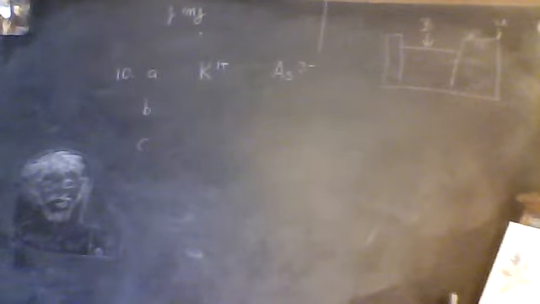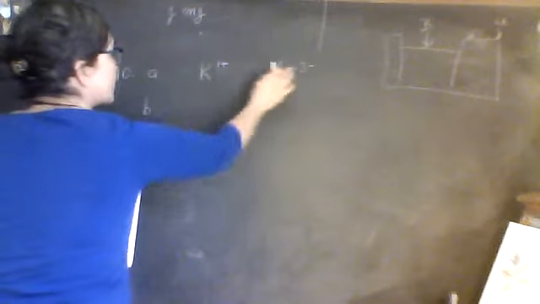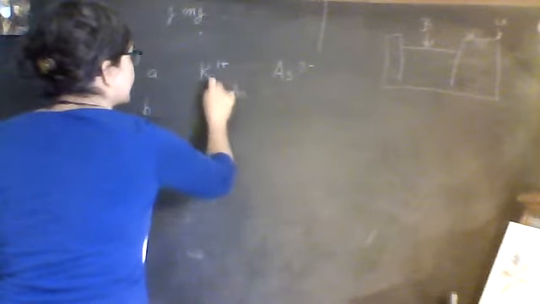Okay. So with this information, we ignore the signs and reverse the numbers. So we're going to say K3As. Okay, that's for letter A.